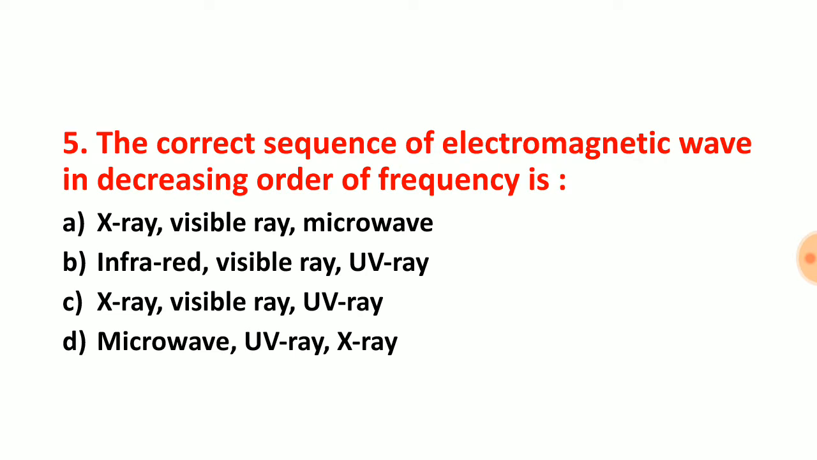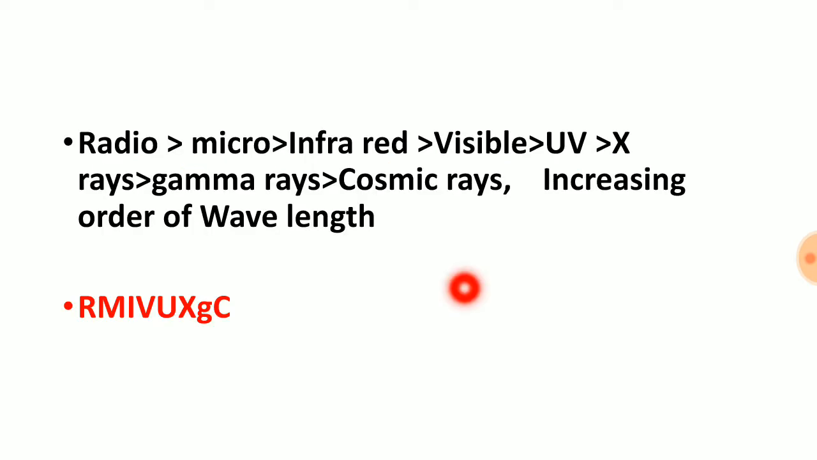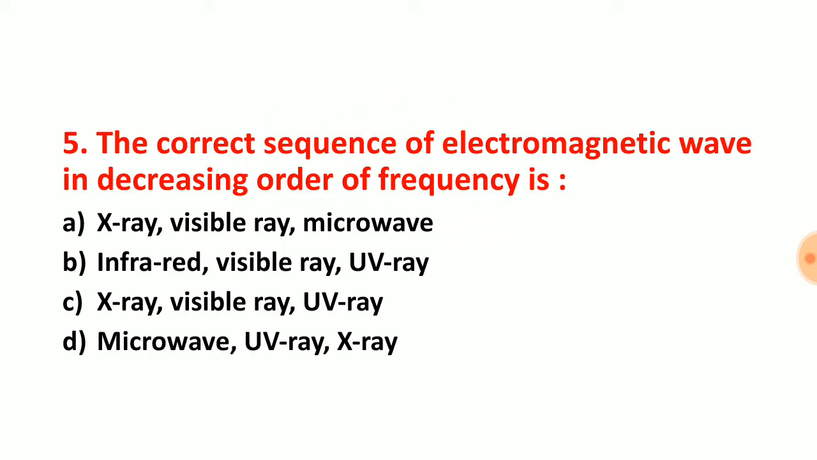The correct sequence of electromagnetic wave in decreasing order. It is asking for decreasing order. Now we have the electromagnetic spectrum like this. First comes radio wave, and then microwave, infrared, visible, ultraviolet rays, X-rays, gamma rays, cosmic rays. This is the increasing order of wavelength. Here the question is asking the decreasing order.